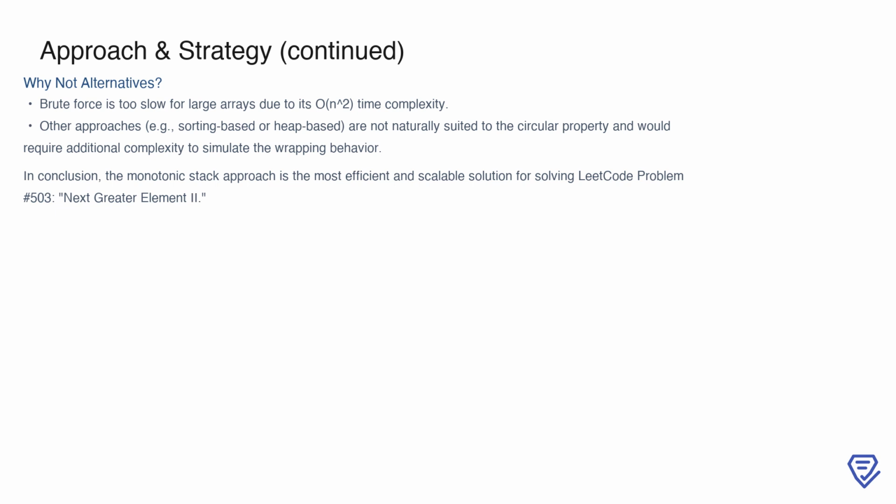It effectively balances time and space complexity while elegantly handling the challenges posed by the circular array. By leveraging the stack and simulating 2 passes, it avoids redundant computations and ensures optimal performance. Ultimately, this makes the monotonic stack approach the best choice for solving LeetCode problem number 503, Next Greater Element 2.